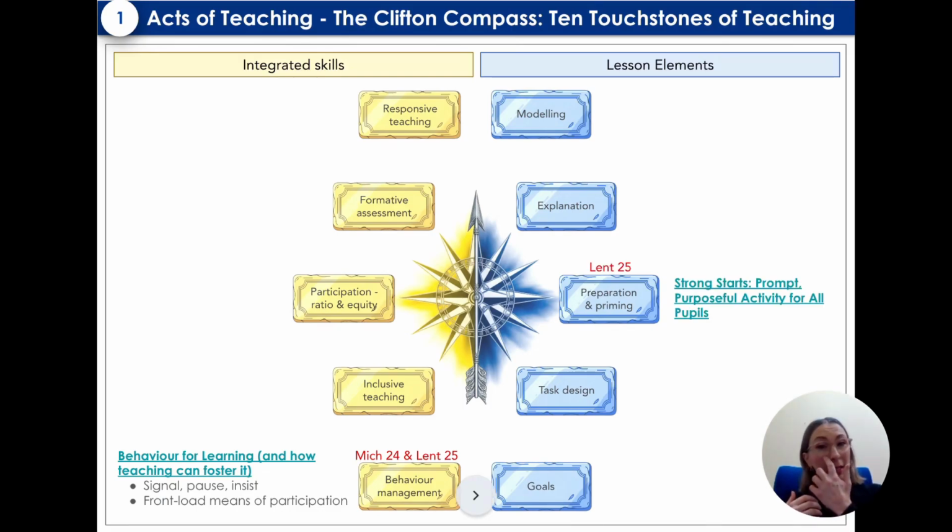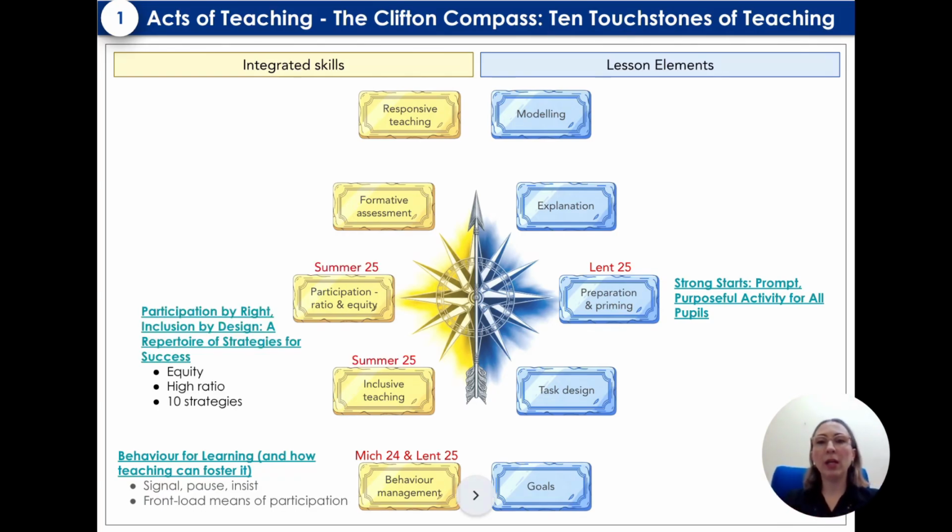Then we moved on in the second term of last academic year to looking at how we start our lessons and making sure lesson starts are as strong as they can be in terms of there being prompt, purposeful activity for all pupils when the bell goes, when the lesson actually begins. That is accessible, that doesn't require a great deal of teacher input, so the teacher can deal with any contingencies that are occurring at that time, so the teacher can actually circulate, live mark and give feedback.